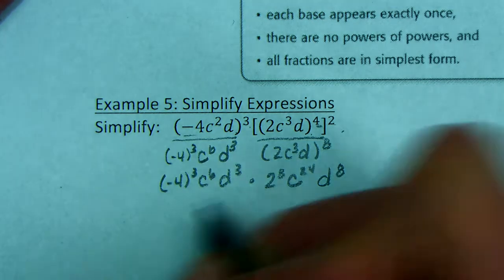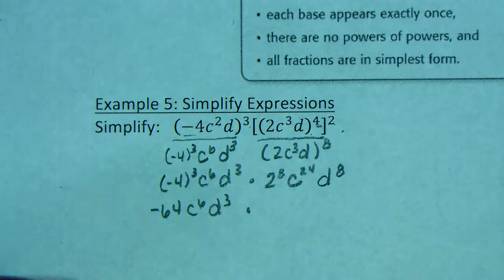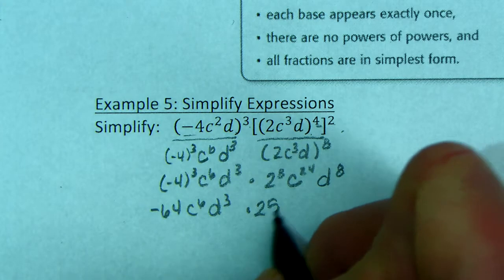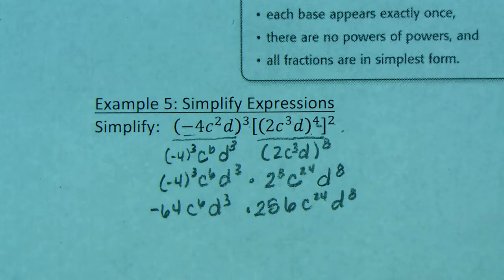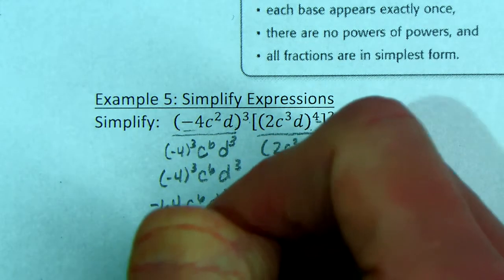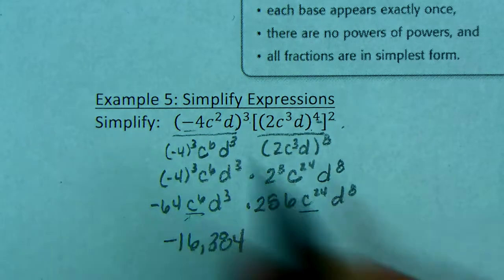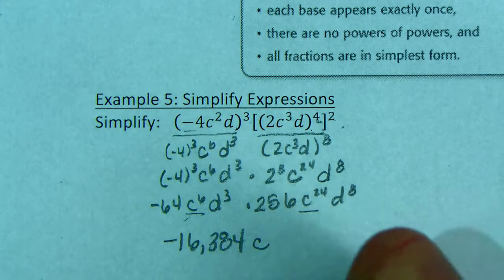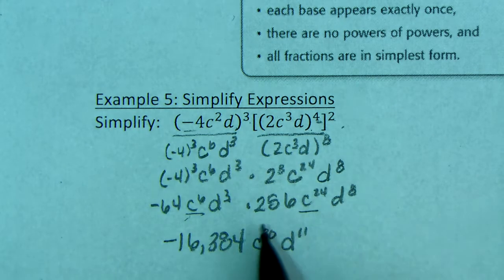All right, well, what is -4 to the 3rd? -4 times -4 times -4 should give me -64. C to the 6th, D to the 3rd, times 2 to the 8th. Ooh, that's a big number. I'm going to cheat in my calculator over here. That's right, 256. C to the 24th, d to the 8th. Now, we're not done because we still have to multiply them. Believe it or not, I got to take 256 times negative 64, and I'm going to use my calculator for that. It is negative 16,384. Now, the powers keep the base and add their exponents. So their C, 6 plus 24, would be 30 as our exponent, and D, 3 plus 8, is 11. And there's your answer.